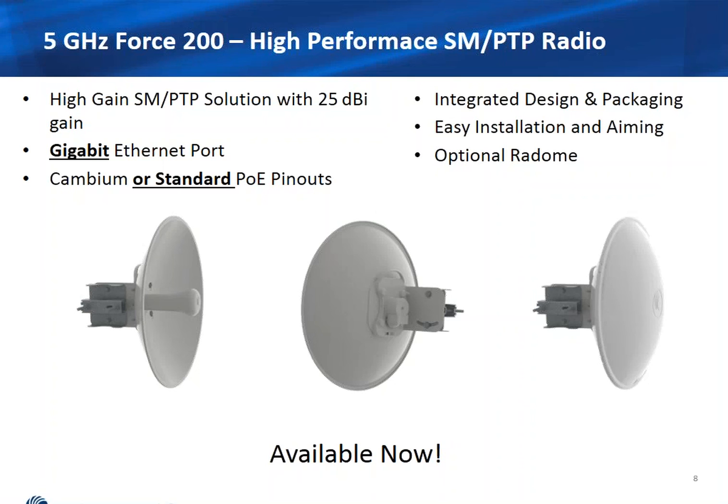The Force 110 had a fast Ethernet port, and so if you used those radios in a point-to-point configuration with a 40 megahertz channel, the Ethernet port was the limiting factor in terms of the throughput you could get from that radio. But with the gigabit port added to the Force 200, now you're able to get the full bandwidth of that product, which is around 200 megabits per second in a 40 megahertz channel.